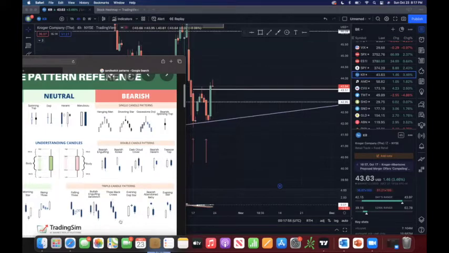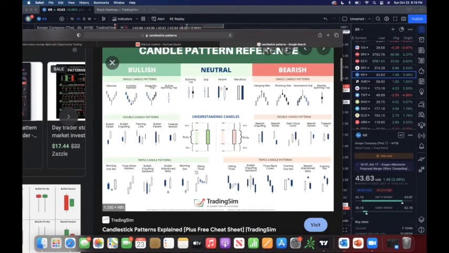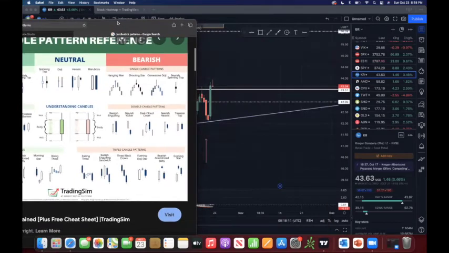Right here, three black crows. See how each of these are about the same size? These are pretty far off in dimensions when it comes to size. But if you look at Morningstar, look how perfect that looks. Morningstar right here. See that?